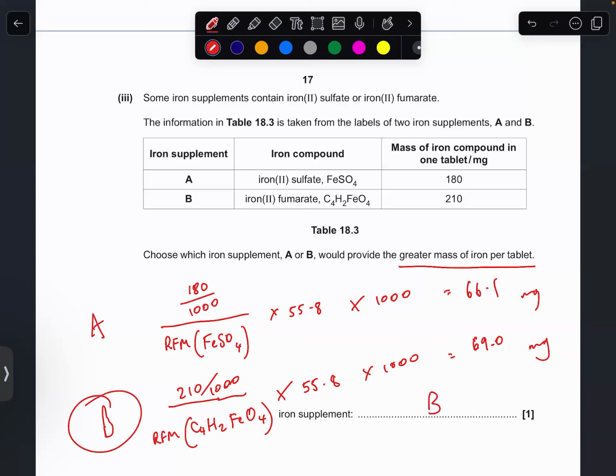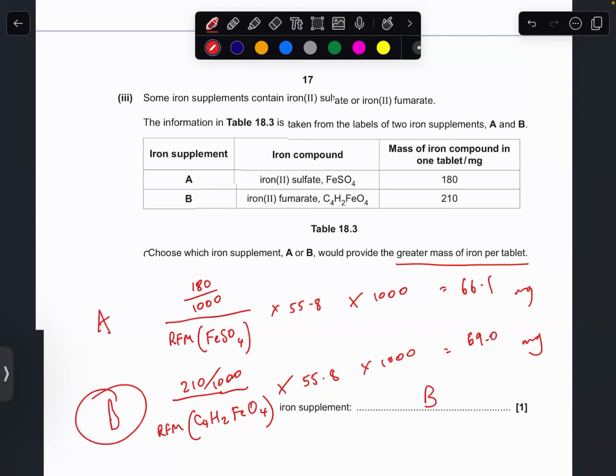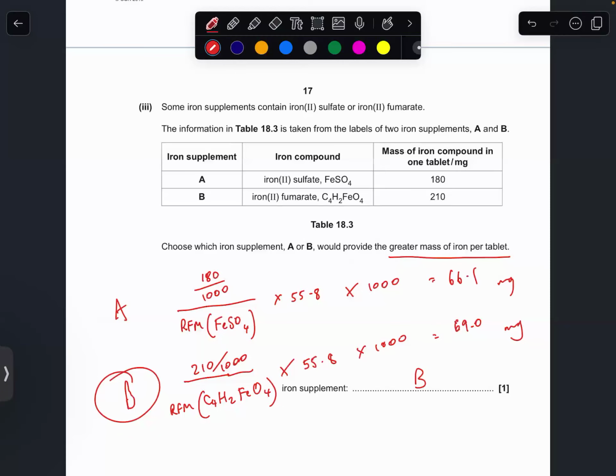This was only worth 1 mark, but there's quite a bit of calculation to it. This is the end of this question. I will see you tomorrow.